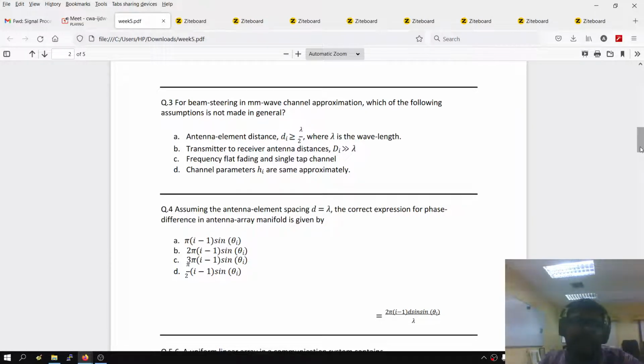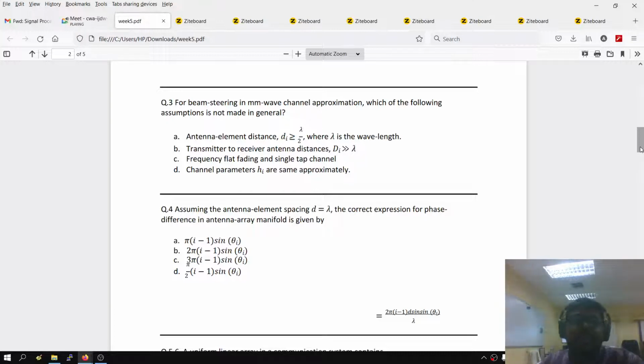And frequency flat fading and single tap channel. In the sense that here we are using beamforming and we are sending the signal in a particular direction. With the help of beamforming we are directly approaching the receiver end. So as if there is only a single path, and that could be considered a single tap channel, and it is also a frequency flat fading channel if there is a single tap channel, as we discussed earlier.